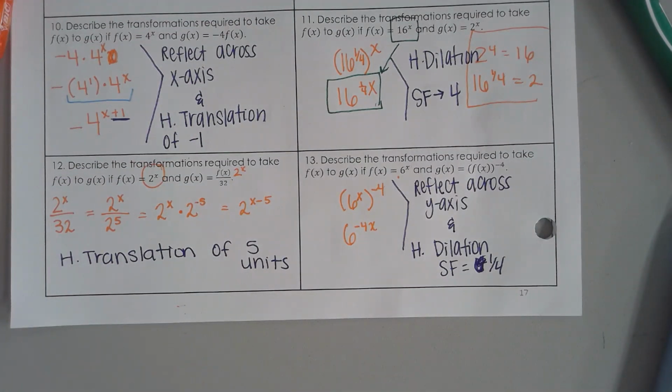It's a reflection across the y-axis, the negative. The negative being up there with the x is y-axis. And then the 4 up there, horizontal dilation, scale factor 1/4.